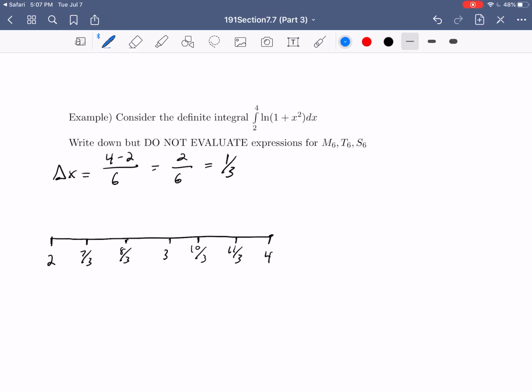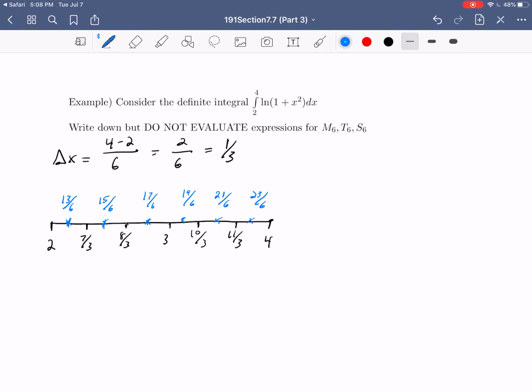So our first midpoint here is going to be 13 over 6. Then, because I know my gap is 1/3, which is equivalent to 2/6, I can just add 2/6 to this to get the next midpoint, which is going to be 15 over 6, then 17 over 6, then 19 over 6, 21 over 6, and 23 over 6.